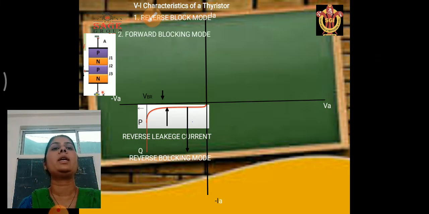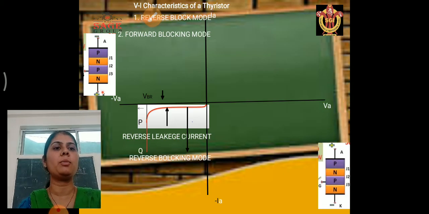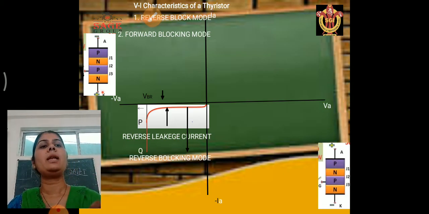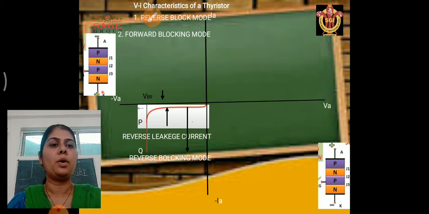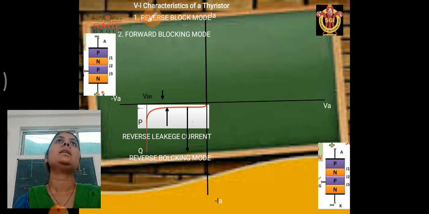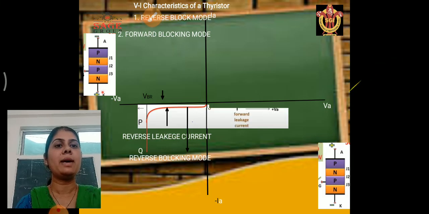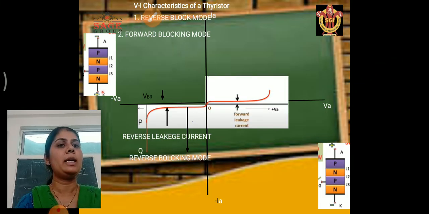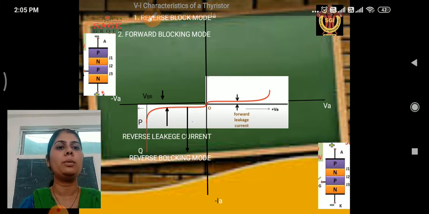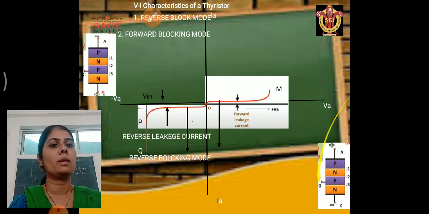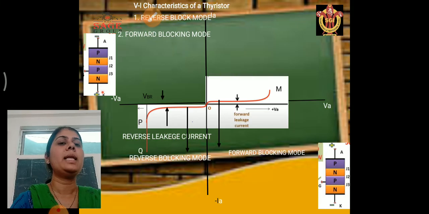The second one is forward blocking mode. In this mode, we connect the anode positive with respect to the cathode, but the J2 junction is in reverse bias. That's why a small forward leakage current will flow. OM shows the forward blocking mode.